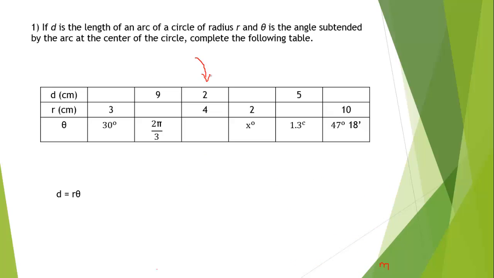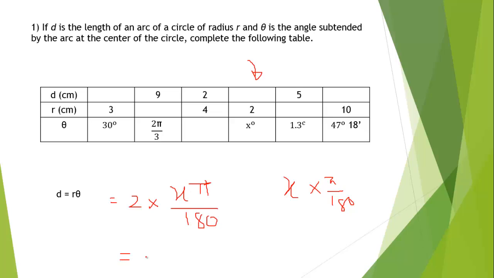Moving on to the third column, we have the values of d and r. The angle subtended at the center of the circle needs to be found. Therefore theta equals d over r. d equals 2, r equals 4. So 1/2 radian. Moving on to the next column, d equals r theta. So r equals 2. The angle needs to be in radians, so we multiply it by pi and divide it by 180. So x pi over 180, and by simplifying, we get pi x over 90.